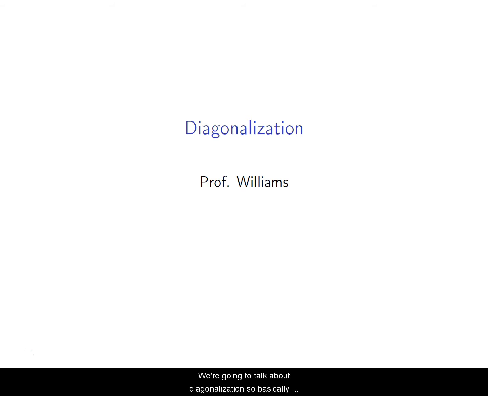We're going to talk about diagonalization. So basically what we're doing today is taking a matrix and factoring it into three parts. Diagonalization is one of the matrix factorizing methods. The pieces of this factorization are really important. We're going to be using eigenvalues and eigenvectors.